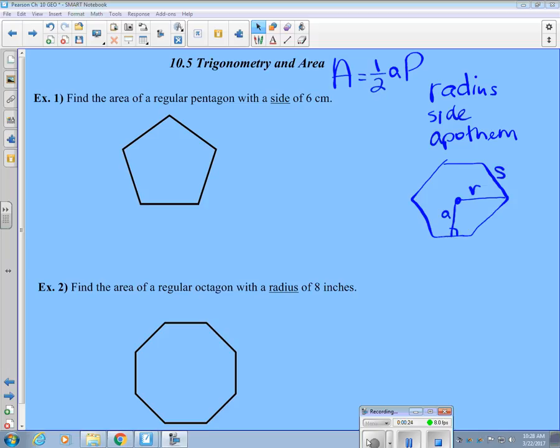So, Max, what shape is this in example 1? Yeah, it's a pentagon. So a pentagon has a side of 6 centimeters. Given this information over here, Clay, come right where the side of 6 goes on our pentagon. Put a 6 where the 6 goes. So the 6 is our side length.